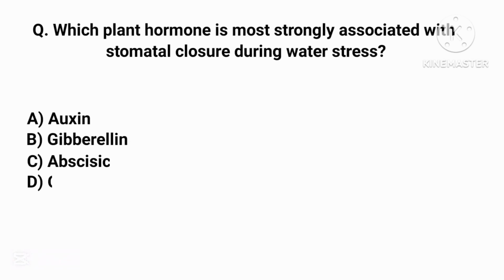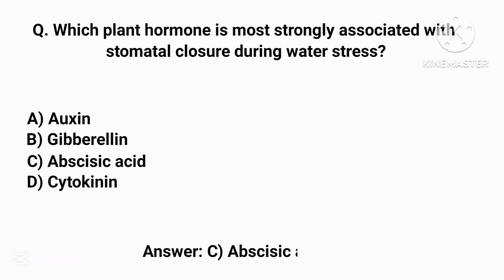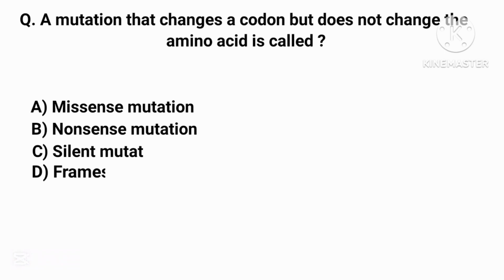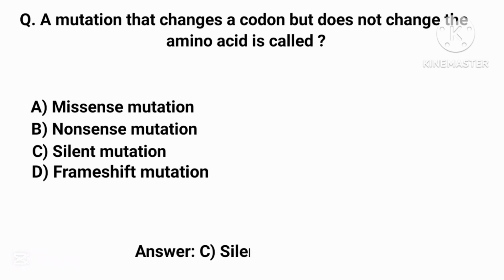Which plant hormone is most strongly associated with stomatal closure during water stress? Correct answer is option C, abscisic acid. A mutation that changes a codon but does not change the amino acid is called? Correct answer is option C, silent mutation.